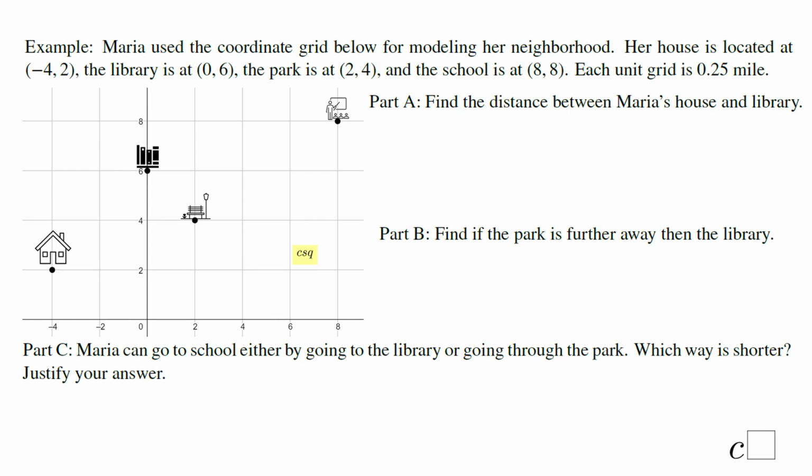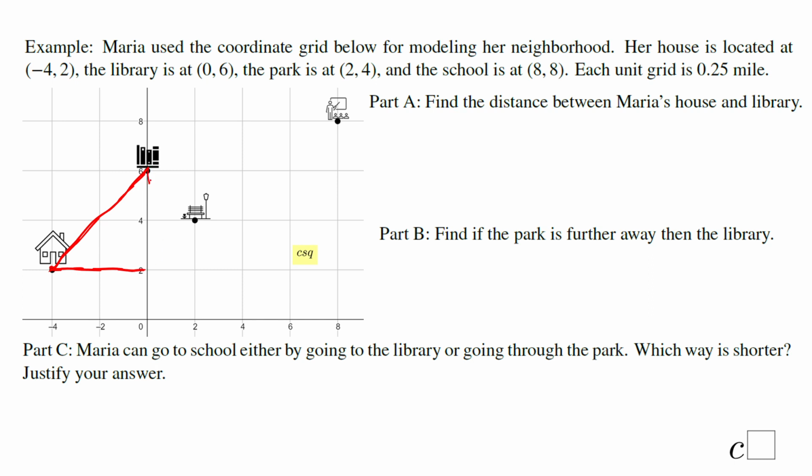And each unit grid is 0.25 miles. So a piece like this is 0.25 miles. That's what it says. Find the distance between Maria's house and the library. So let's take a look. This is Maria's house right here, and the library is right here. Okay, since I have this choice, I'm going to use the Pythagorean theorem. I'm going to use this triangle.